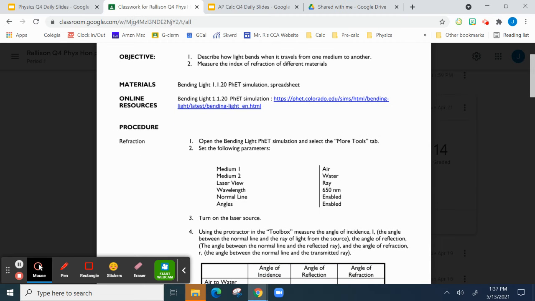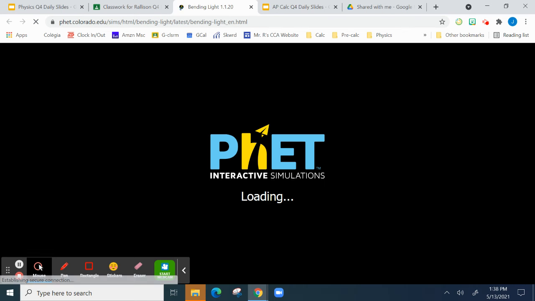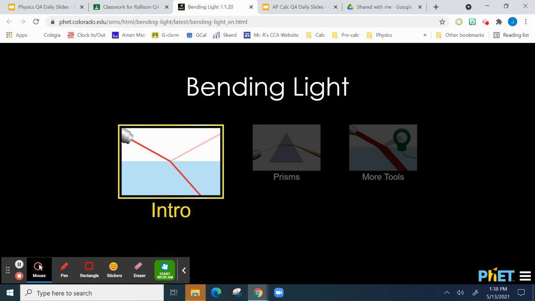The idea is we're trying to get a feel for and an understanding of how light bends when it travels from one medium to another. So from air to glass, from glass to air, from glass to plastic, from plastic to glass, from air to water, from water to air, all those kinds of things. The light is going to bend as it moves through the barrier from one medium to another. And so we'll click this, and that'll open up our PhET lab.